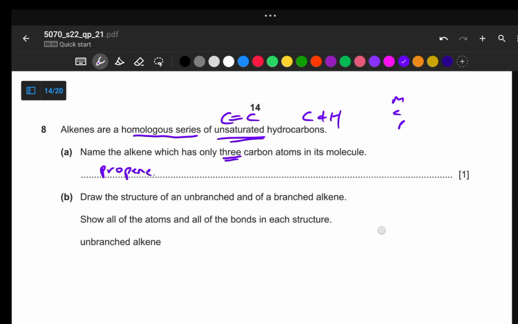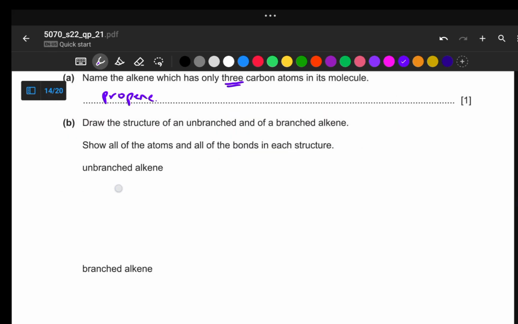And then draw the structure of an unbranched and a branched alkene. Show all the atoms and all the bonds in each structure, right? So we're going to give any branched or any unbranched, right? So let us say we are having butene for the unbranched, so it's C H, CH2 here, right? And then we're going to have the carbon to carbon double bond, and then H, as simple as that, right?